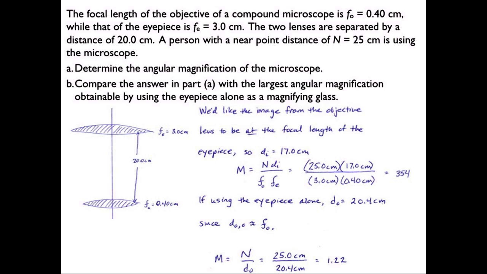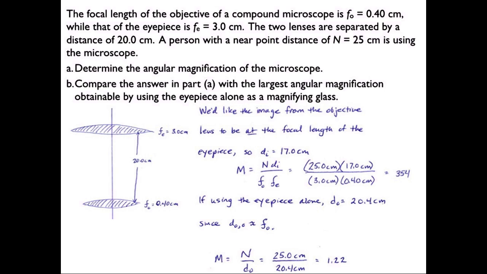And what we would like is the image from the objective lens. So whatever image gets formed by this lens in this middle region, we'd like it to be at the focal length of the eyepiece. Therefore, we know that the image distance, the distance from the objective lens to where that image forms, would be 17 centimeters, because it would be the 17 centimeters and then the 3 centimeters remaining is the focal length of this eyepiece lens. Once we've realized that the image distance is 17 centimeters, we can go ahead and calculate the magnification.